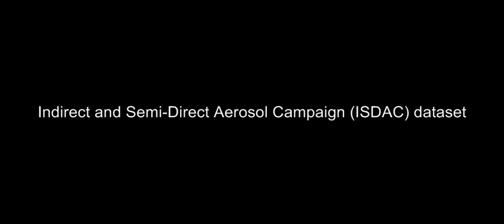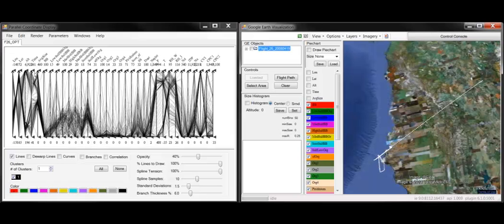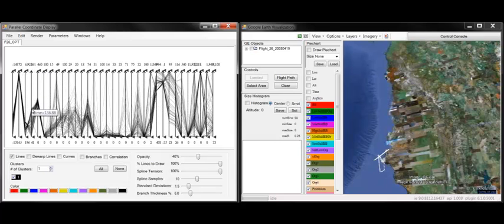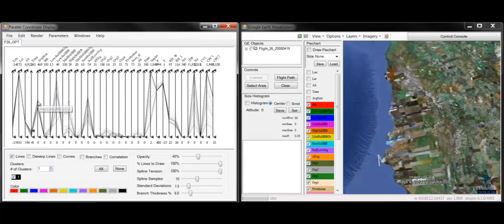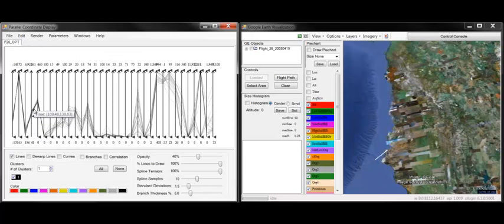Now we will explore the indirect and semi-direct aerosol campaign dataset, which was obtained from aircraft flying over the north slope of Alaska in the United States in 2008. The user performs some brushing over the dataset to begin the visual analysis. Note that a tooltip appears to assist the analyst in performing accurate brushing.